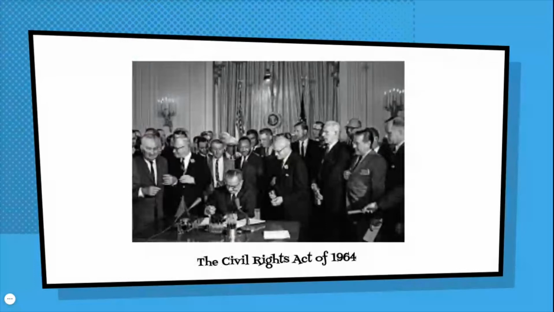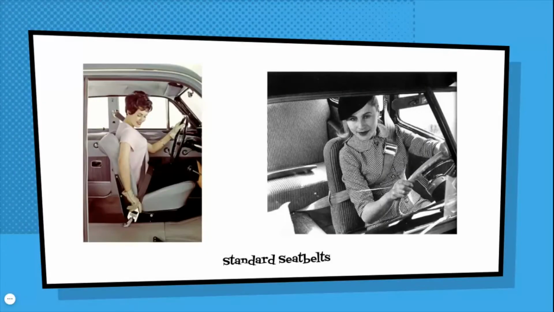The Civil Rights Act of 1964 was passed. It ended segregation in public places, banned employment discrimination, and other kinds of discrimination based on race, gender, religion, or where you're from. Standard seatbelts became a thing in 1964.